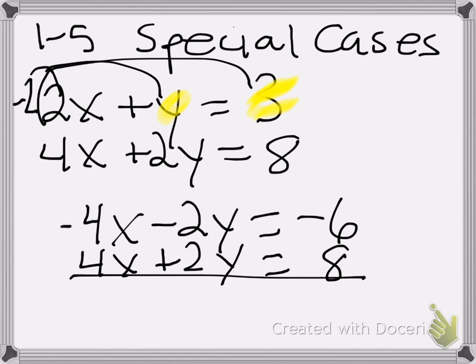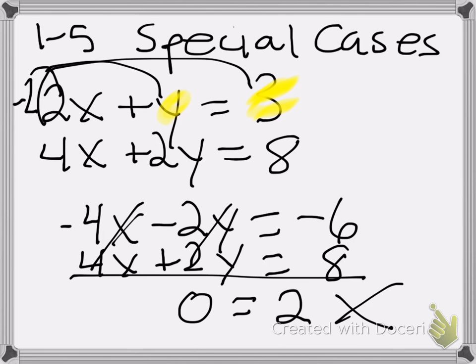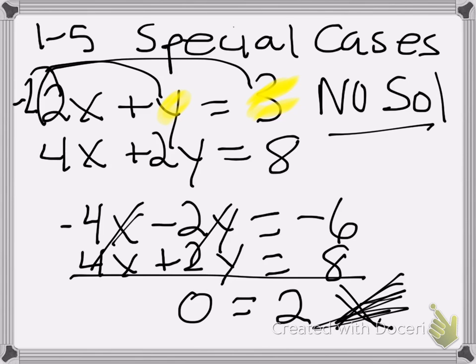Now when I get ready to add these together, look what happens to my x's. They drop out. And my y's drop out. So I have nothing left over here. And -6 plus 8 is 2. Well, ask yourself, is that a true statement? Is 0 equal to 2? No, it's not equal to 2. No, okay? So if that's not true, then there is no solution to this system.